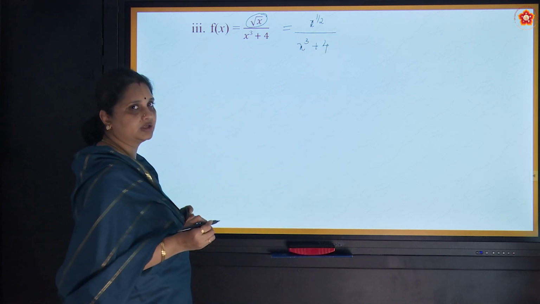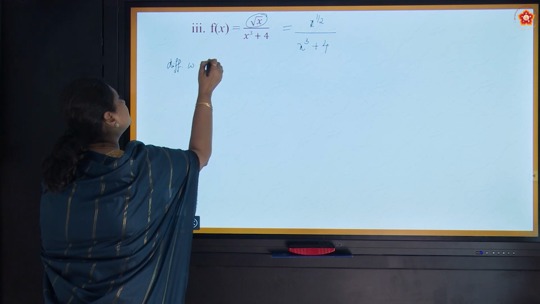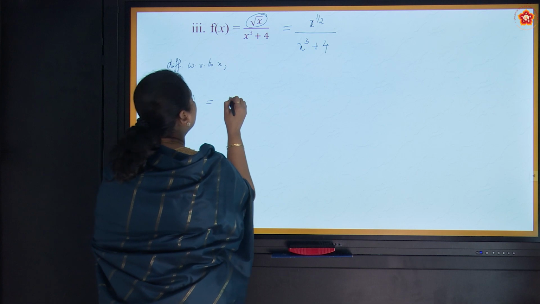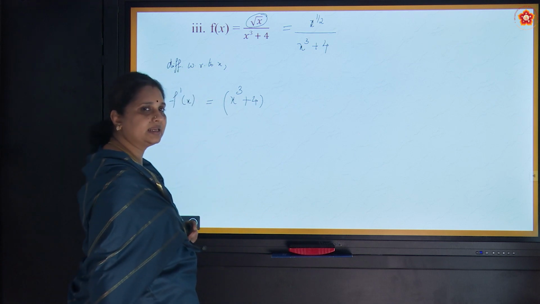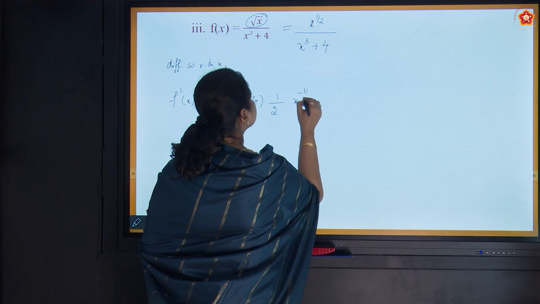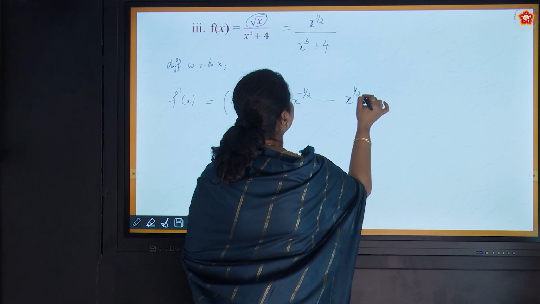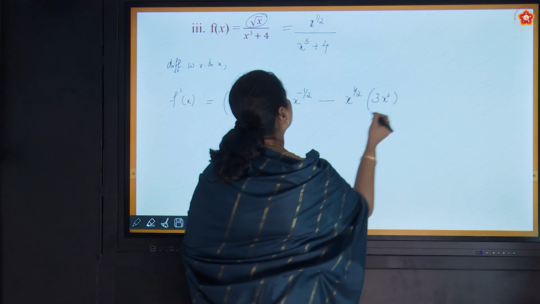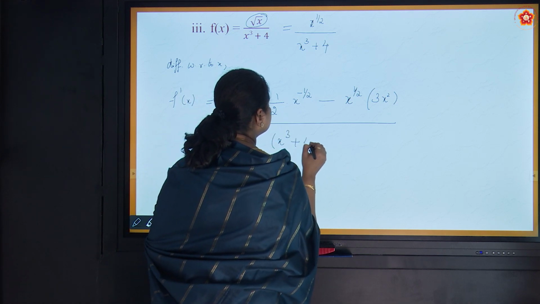Now let's start the differentiation. So differentiating with respect to x, you have f dash of x is equal to, we'll keep the denominator a constant and differentiate the numerator. X power half on differentiation gives you half x power minus half, minus x power half will now remain unaltered. You will differentiate the denominator, wherein you will get 3x square, divided by you square the denominator of the function.